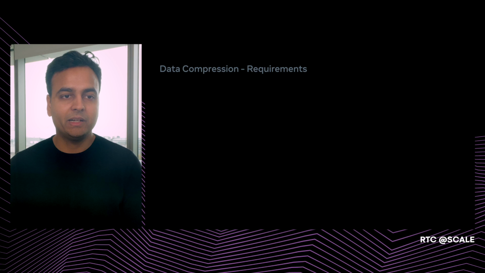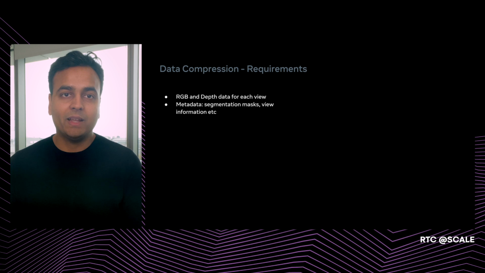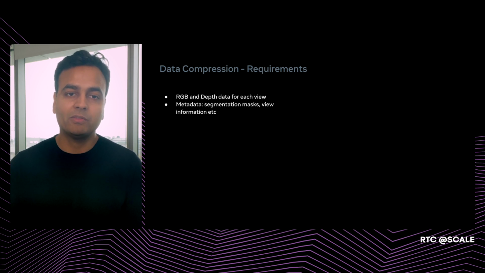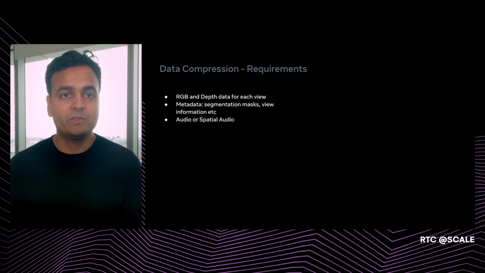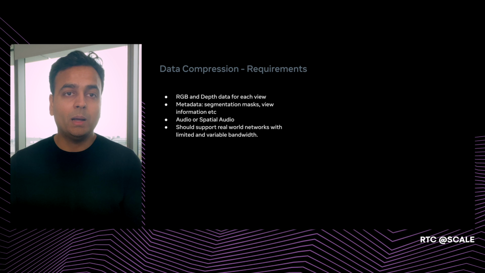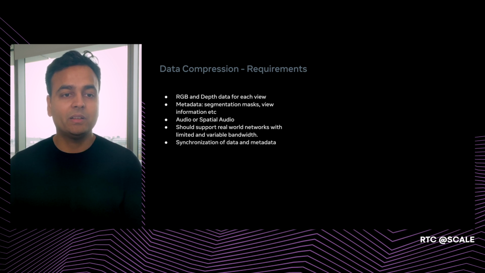Let's take a look at the data we are sending and the requirements for compression. The first is that we need to send the RGB and depth data for each view. We will also likely have some metadata such as segmentation mask and view information, etc., depending on the platform, which will need to be sent. We will have audio or maybe even spatial audio, which will need to be sent. The data compression will need to support real-world networks, which have limited and variable bandwidth. The data and the metadata that is being sent here will need to be synchronized.